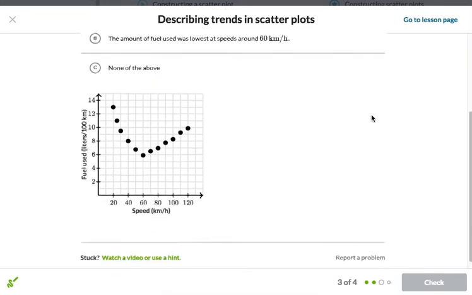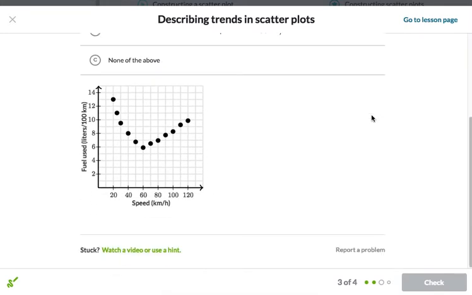Let's take a look at one more, and once again, just skipping down to the graph because we can see if we can actually figure it out just by looking at the graph. We will read the question, of course. You should read the question for every question, but it is kind of fun just to look at the graph and figure it out. We've got speed and fuel used, right? So we're looking at the speed of something traveling.